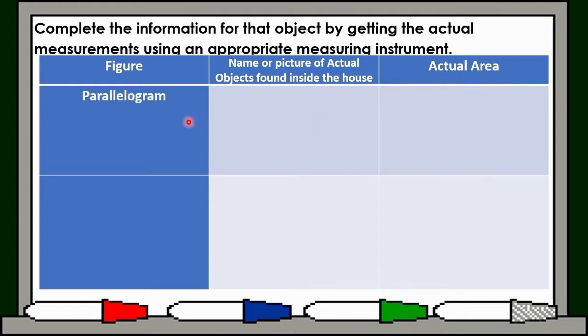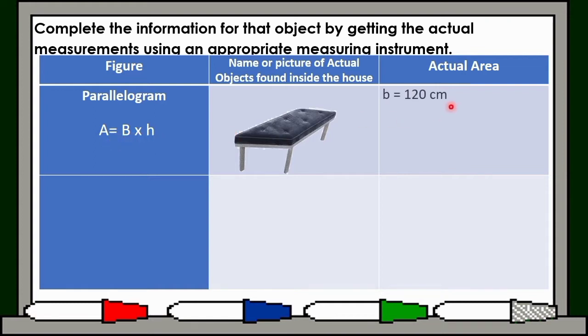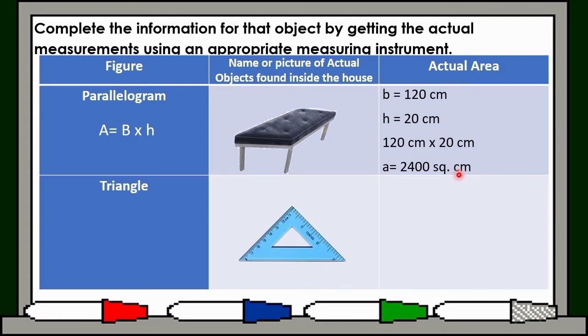Ako sa parallelogram, ang nakita ko ay itong sofa. Kunin natin ang area ng foam ng sofa. The formula in finding the area of a parallelogram is area equals base times height. And the actual area: base is 120 centimeters, height is 20 centimeters, so 120 times 20 equals 2,400 square centimeters.